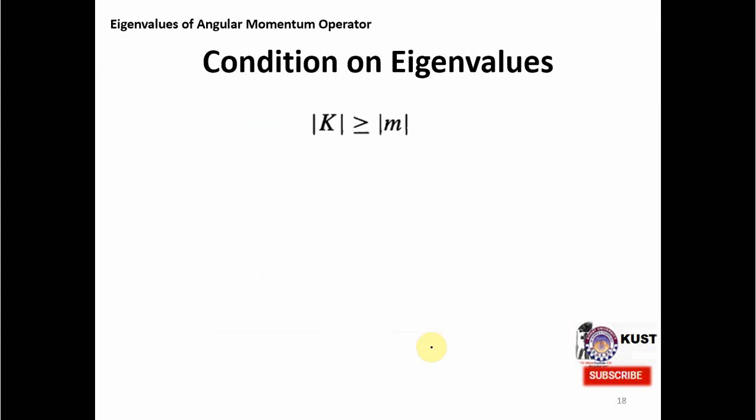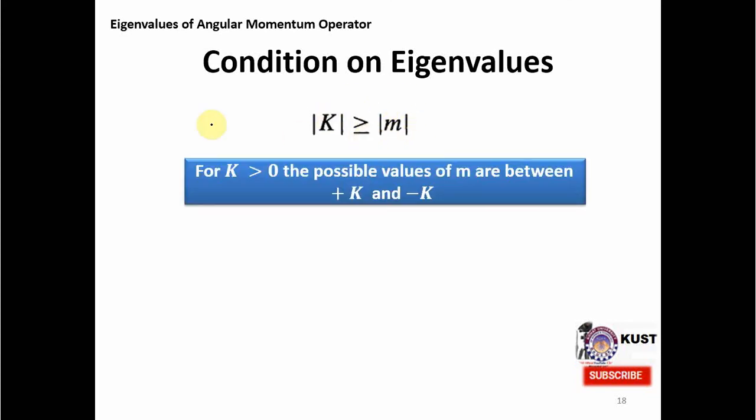And now we know that the absolute value of k must be greater than or equal to m. So it means that m is related to k in some sense, and this is the sense where we say that for any positive k, the possible values of m are between plus k and minus k, that it will range from positive k to minus k. For example, if k is equal to 2, then we will have the value of m going from plus 2 to minus 2, and so on.